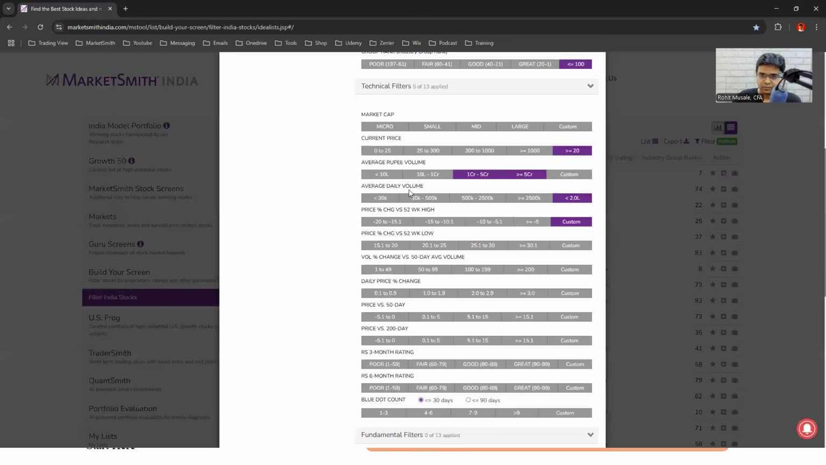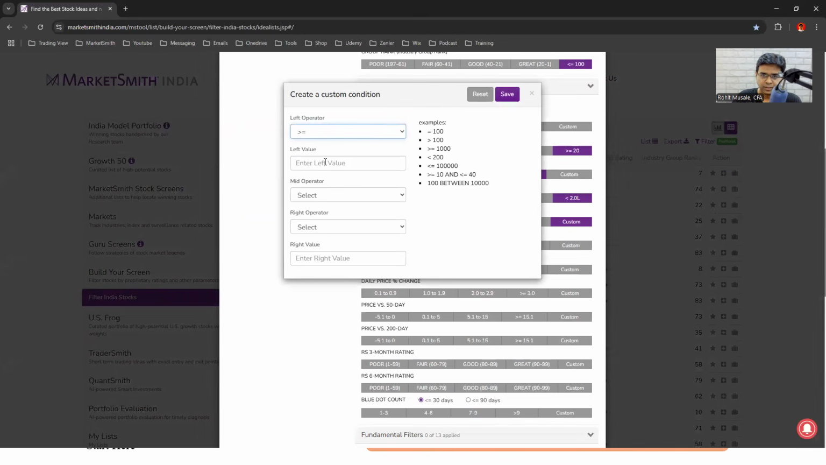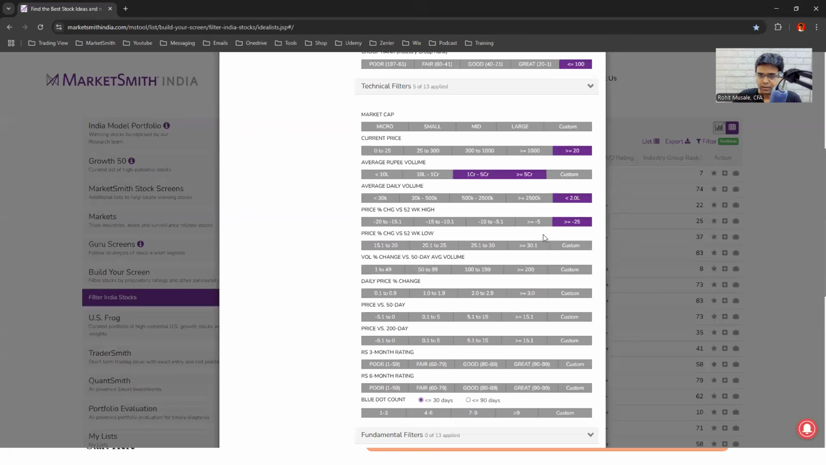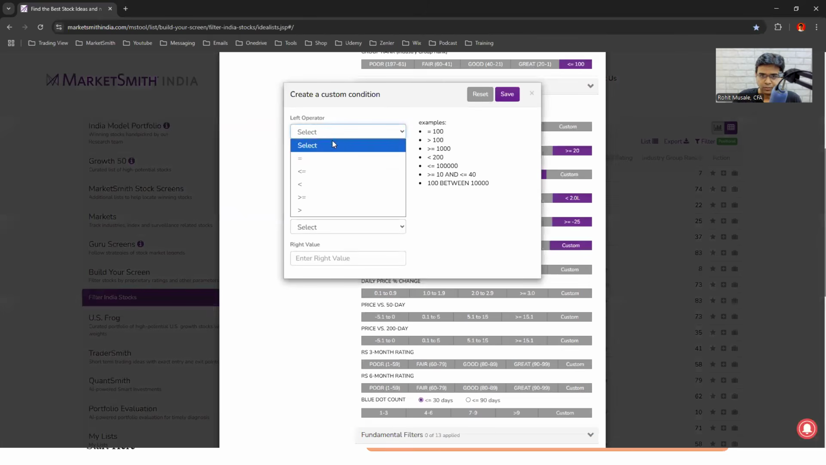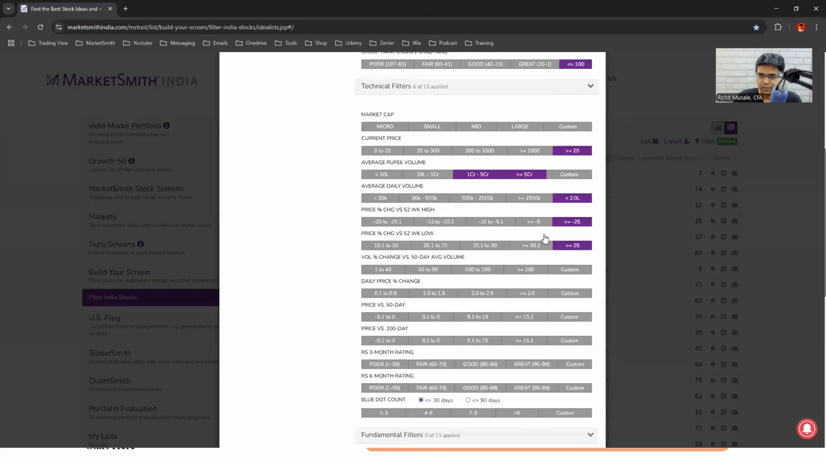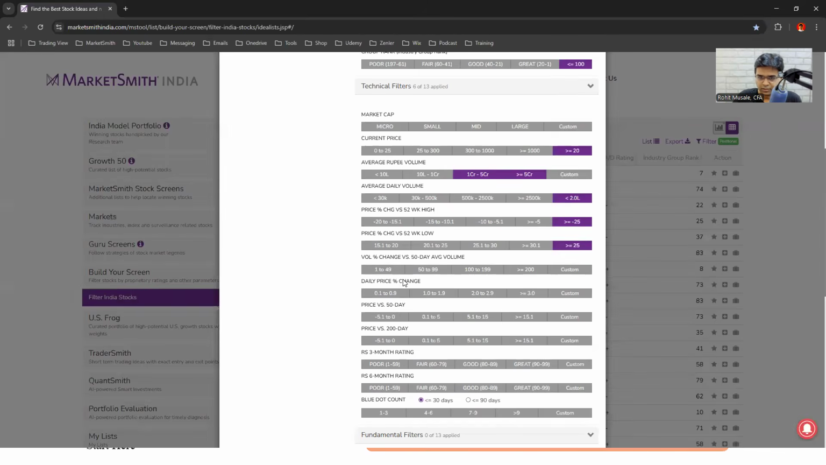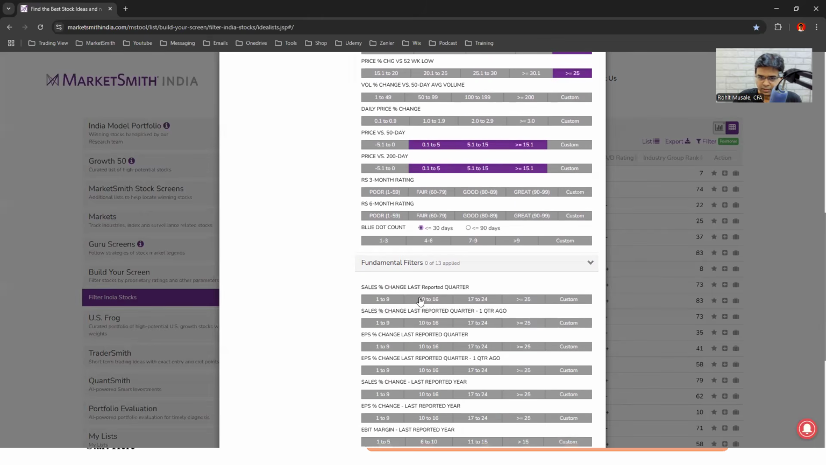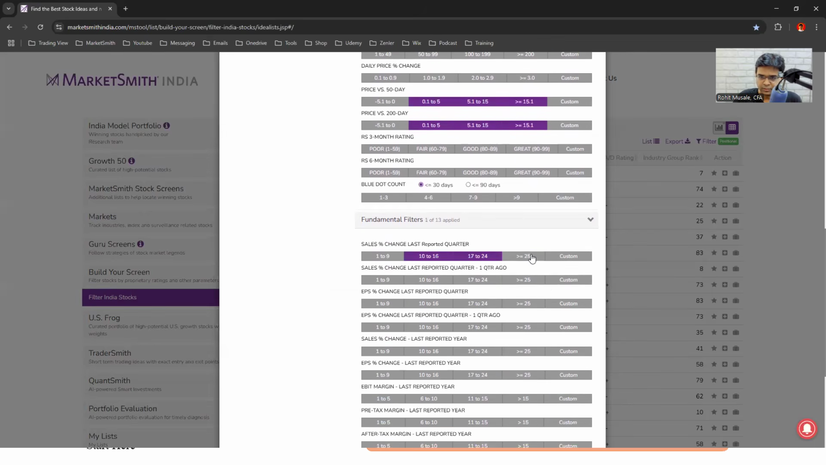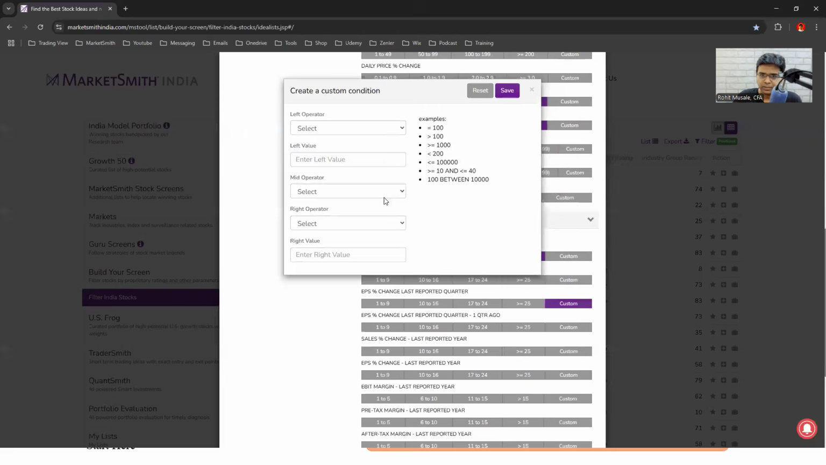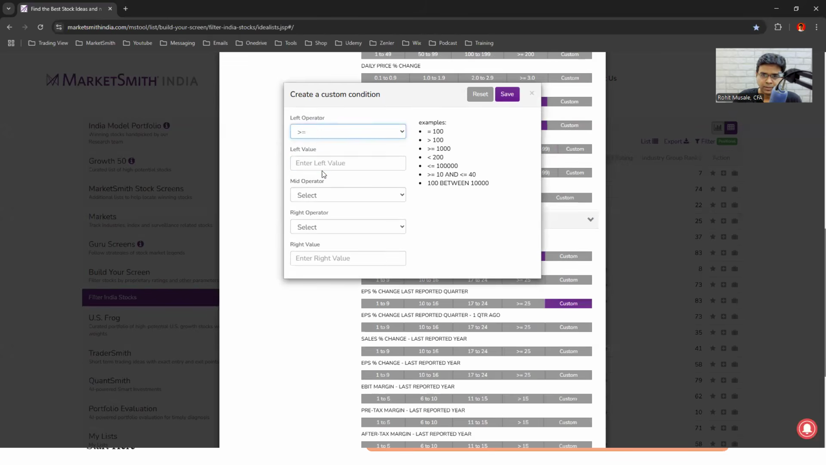Price versus 52-week high is greater than or equal to minus 25. And price versus 52-week low greater than 25. Correct? Same filters, no changes. Price versus 50-day, the price should be above the 50-day and the 200-day, no changes. Sales should be double digits quarterly. Earnings should be more than or equal to 18%, no changes.